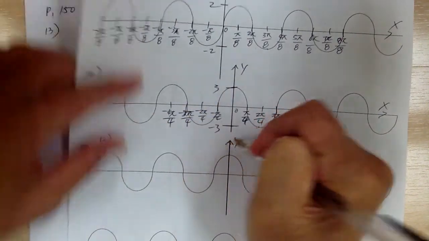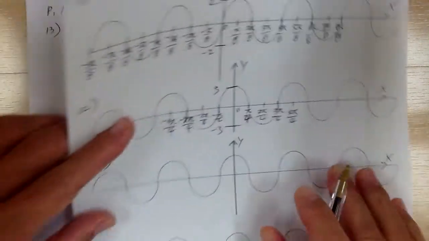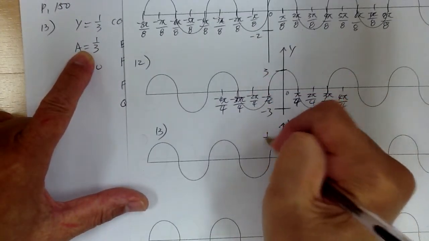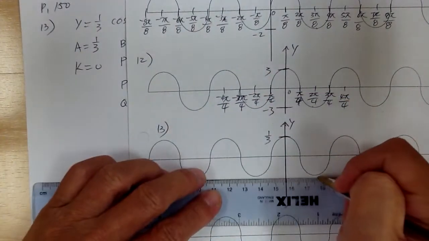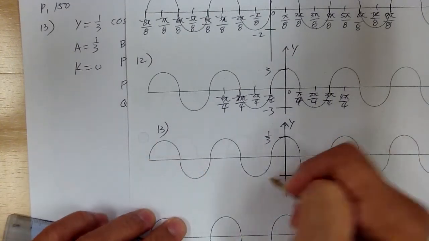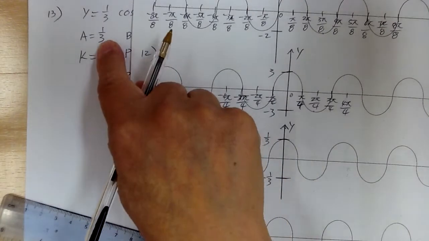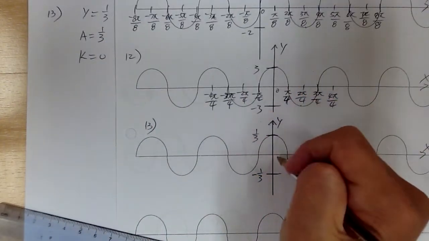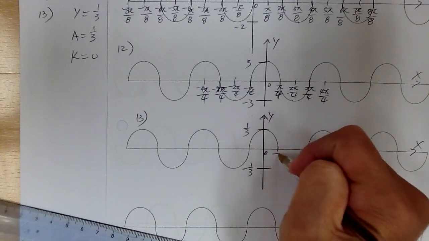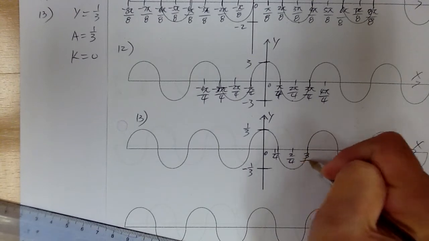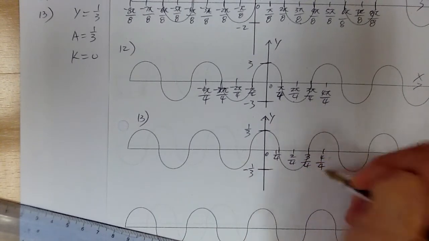So that's the y, and this is the x. So the amplitude a is 1/3, so this is 1/3, and this would be -1/3, right? The amplitude. Okay. So make sure you match. And then your quarter wave is 1/4, so 0, 1/4, 2/4, 3/4, 4/4.